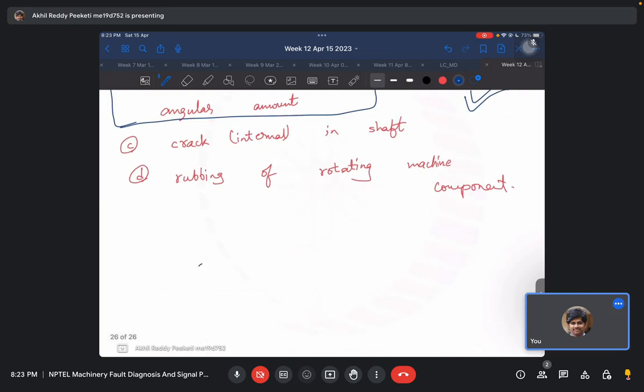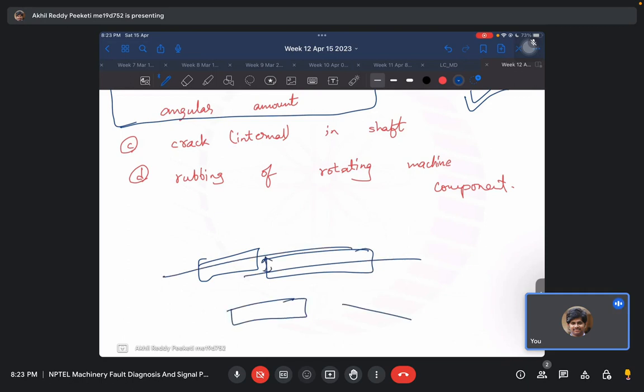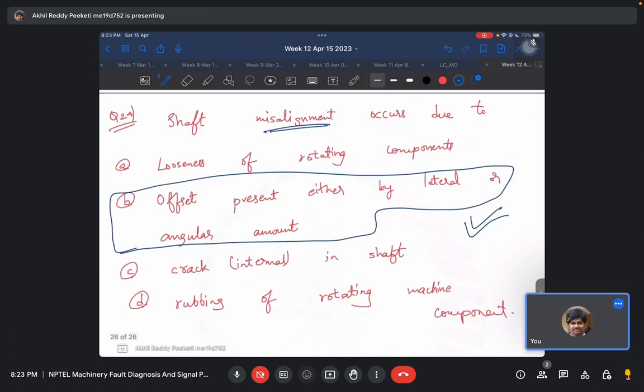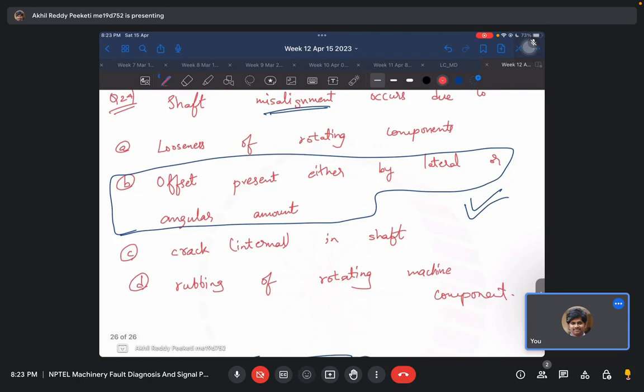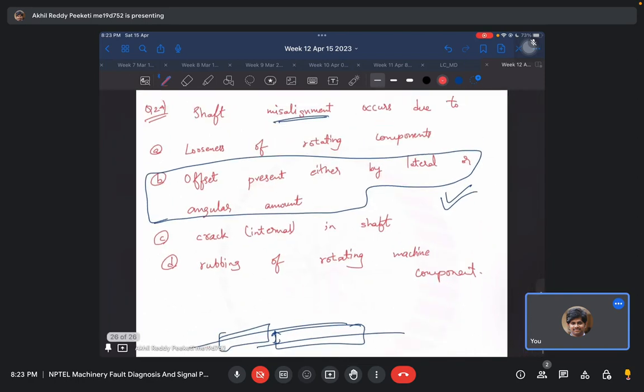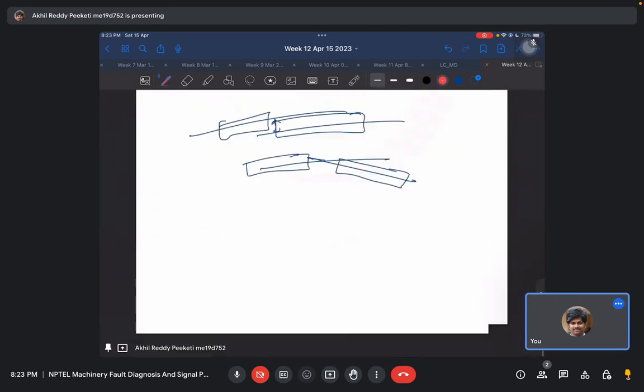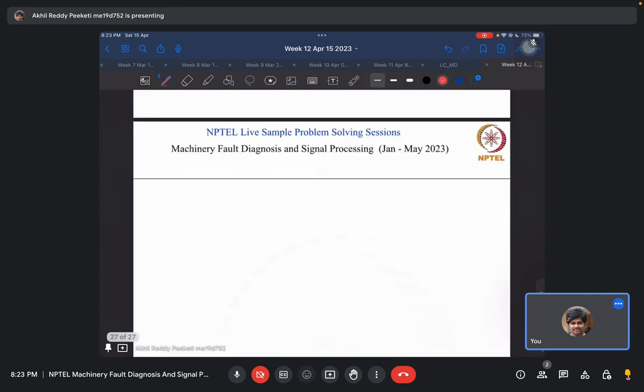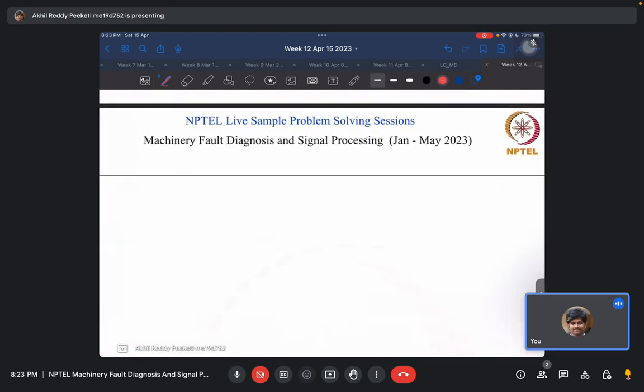So if there is one shaft and the other shaft is like this, then there is a misalignment. Or if one shaft is this way and the other shaft is this way, there is misalignment. So these actually lead to the shaft misalignment: offset present either by lateral or angular amount. Okay. So let's move to the next question.